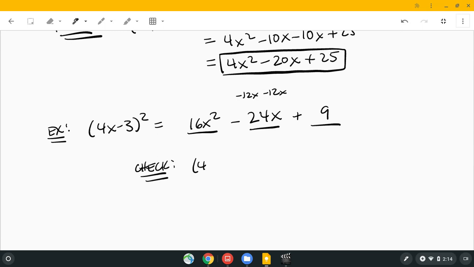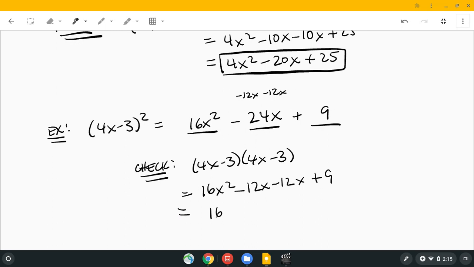So if I do 4x minus 3 times 4x minus 3, okay, so distributing the 4x, I get 16x squared minus 12x. And then if I distribute this negative 3, I get negative 12x plus 9. So I get 16x squared minus 24x plus 9, which is exactly what we got here.